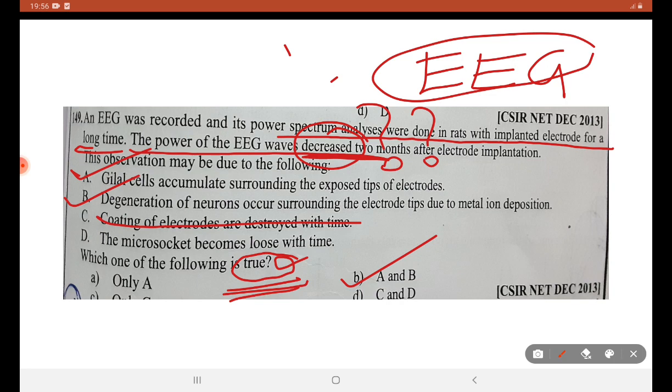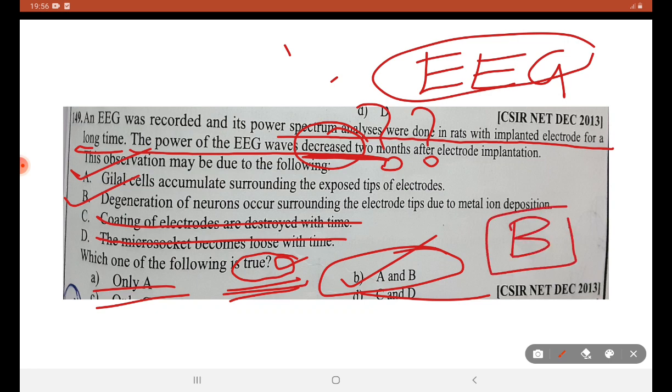Coating of electrode destroyed with time. No. Microsocket becomes loose. No. So the other statements are wrong. A and B is the right answer. B is the right answer for this question.